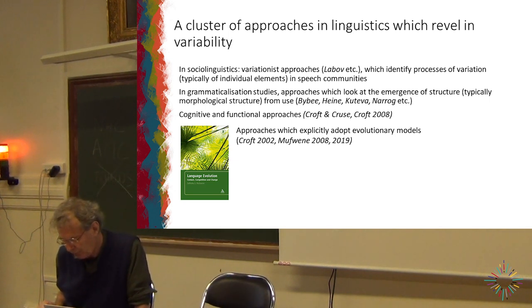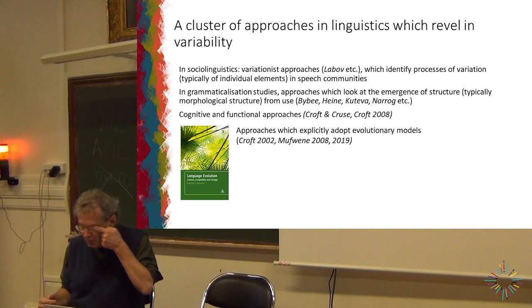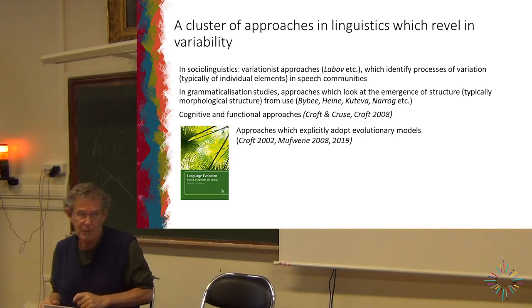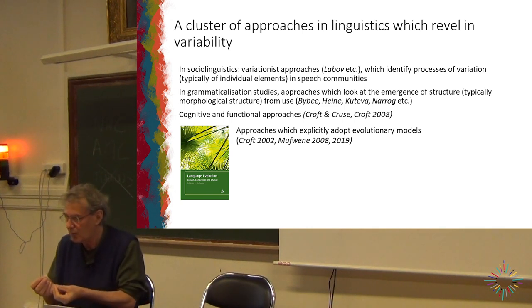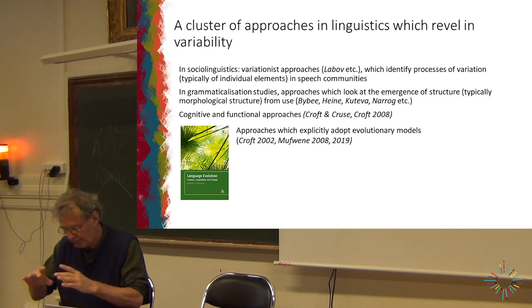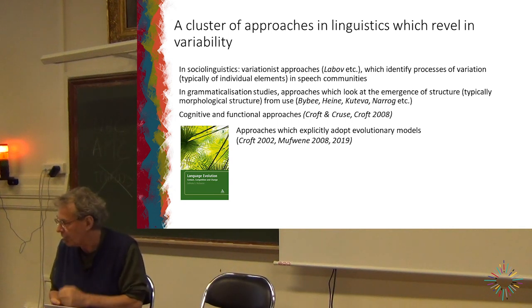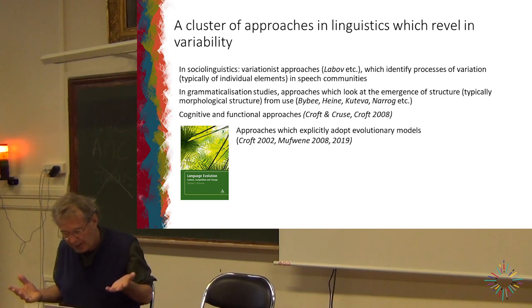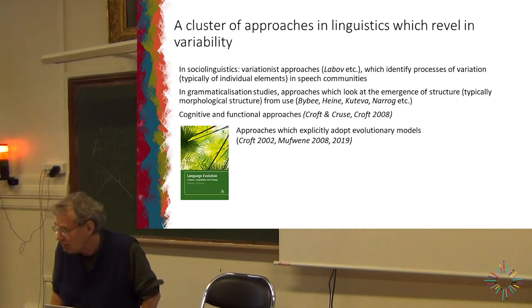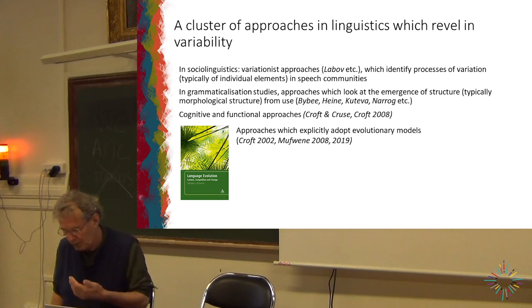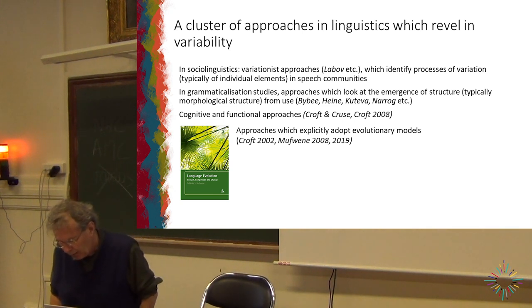So in sociolinguistics, variationist approaches from Labov and all of his successors identify processes of variation, typically of individual elements in speech communities. That's really helpful for looking at the processes by which variants get fixed in populations and what the social semiotics of variation is. And then grammaticalization studies are really important as ways of looking at the emergence of structure, typically morphological structure, from use. A whole host of scholars, Joan Bybee, Bernd Heine, Tania Kuteva, Heiko Narrog, and many others, including people who are here today, have worked in that.